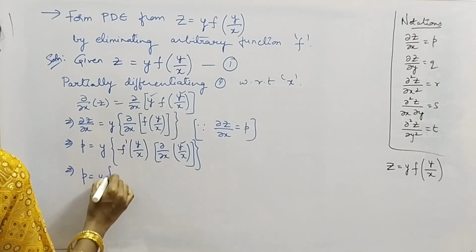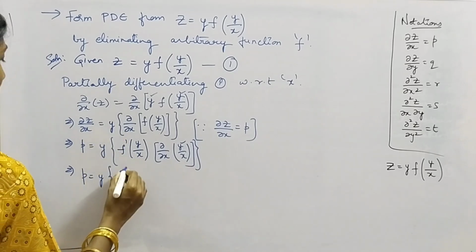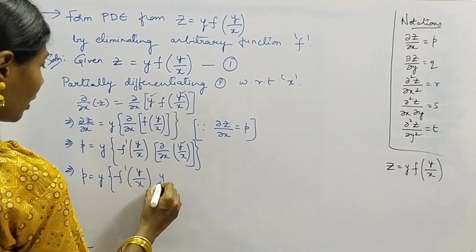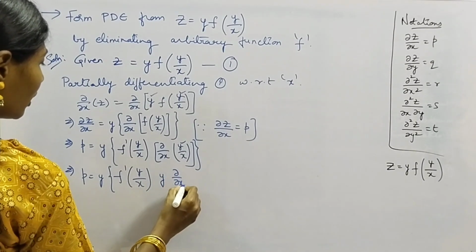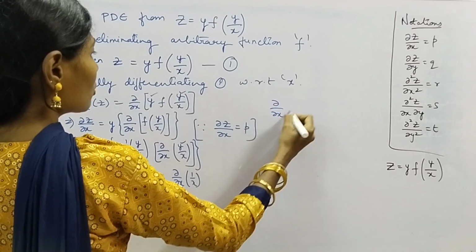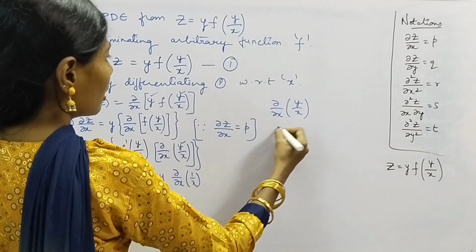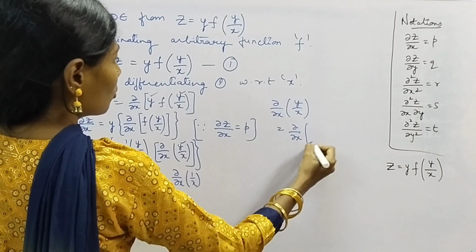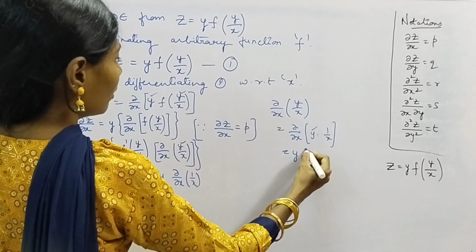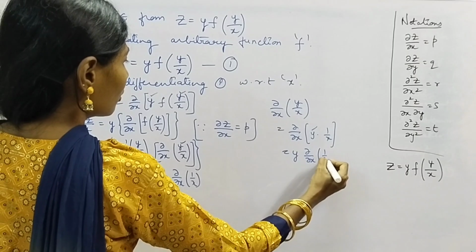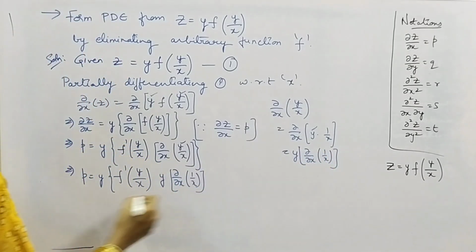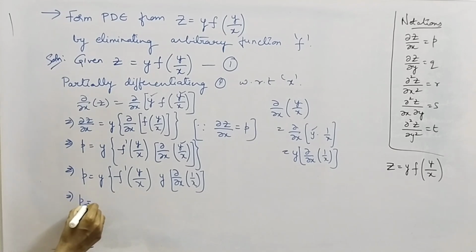p equal to y into f dash of y by x into constant y into dou by dou x of 1 by x, or we can write dou by dou x of y by x as dou by dou x of y into 1 by x. Now take this out, we'll get y into dou by dou x of 1 by x. Okay, fine.